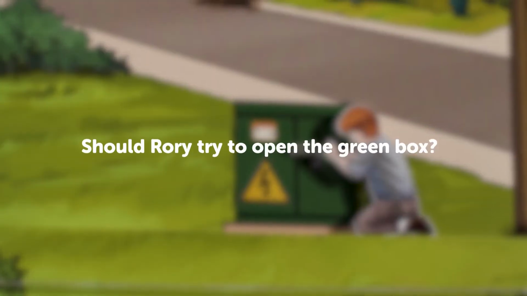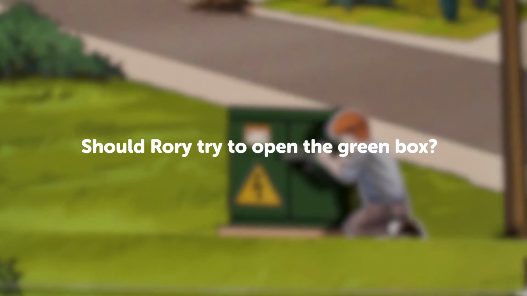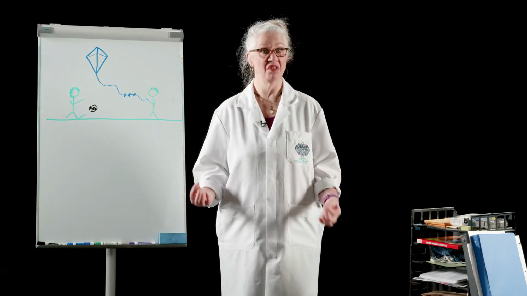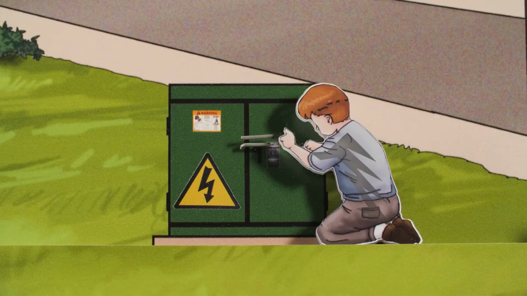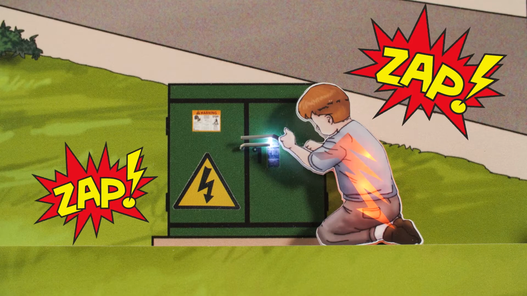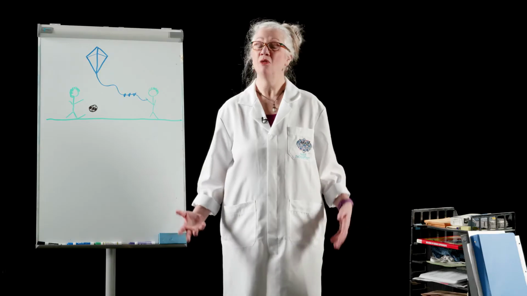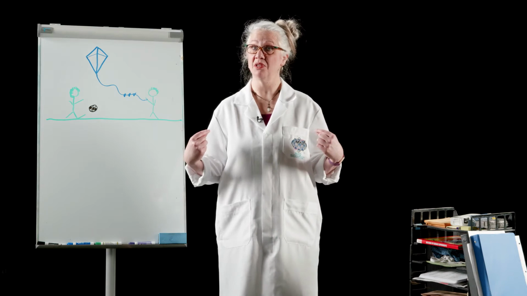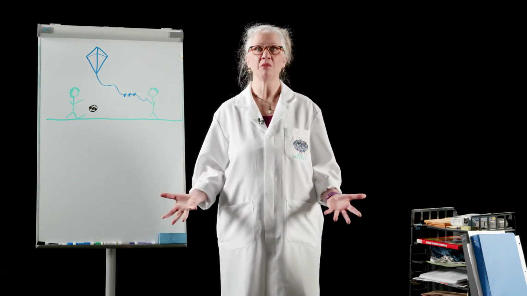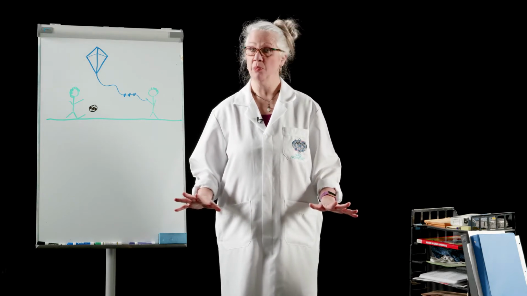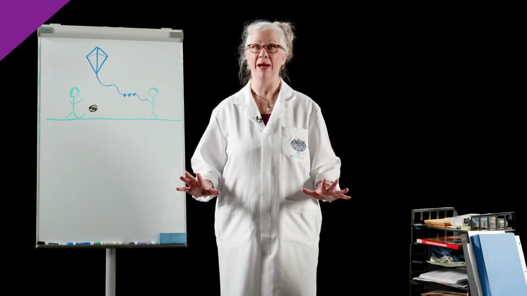Should Rory let his curiosity get the best of him to open that mysterious green box? What do you think might happen to him? Oh dear. Remember, humans are conductors of electricity, and that mysterious green box is actually a transformer pad. Really dangerous. It is important not to climb or play around them.